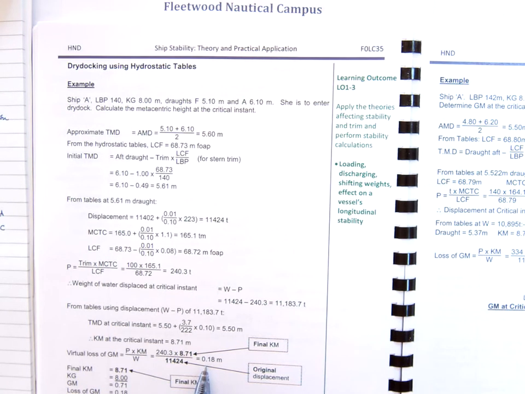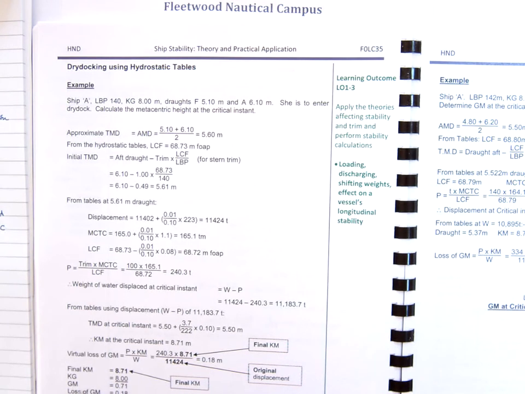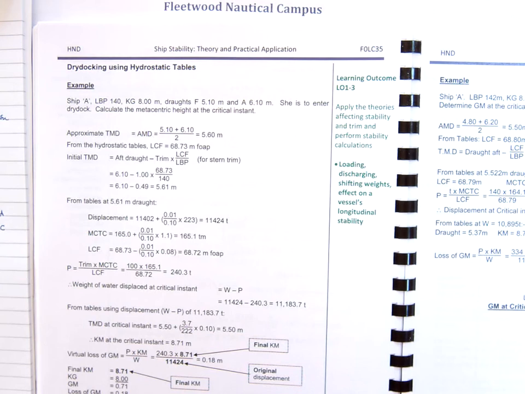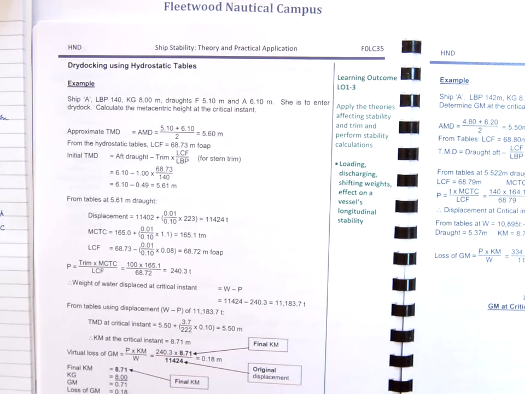Okay, how do we then find out if our vessel's going to be safe at that instant? Well, our final KM is 8.71 at that instant. Our KG isn't going to change because, of course, our weight hasn't changed. So the KG will be 8. So the solid GM is 0.71. Let's knock off the virtual loss of GM of 0.18, and we can see that at the critical instant, when the vessel takes the blocks overall, the GM effectively is 0.53. Had that value been minus, then we would be in trouble. So the value of 0.53 means that we're safe at the critical instant.